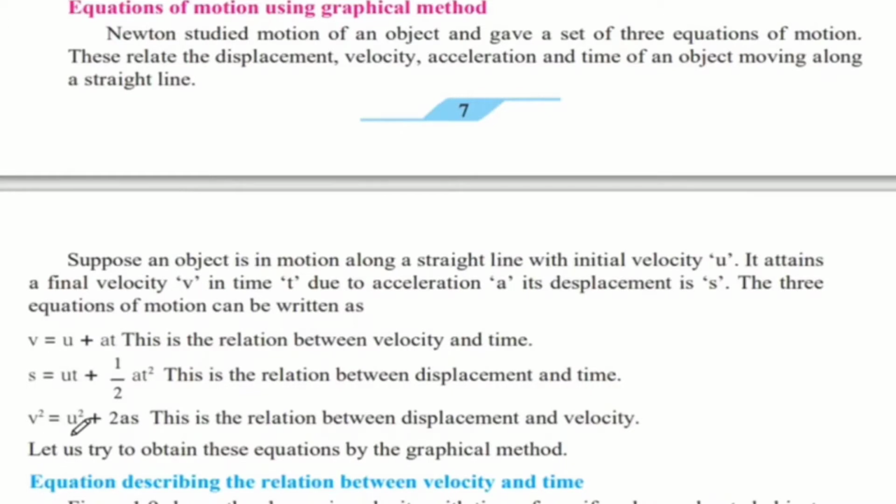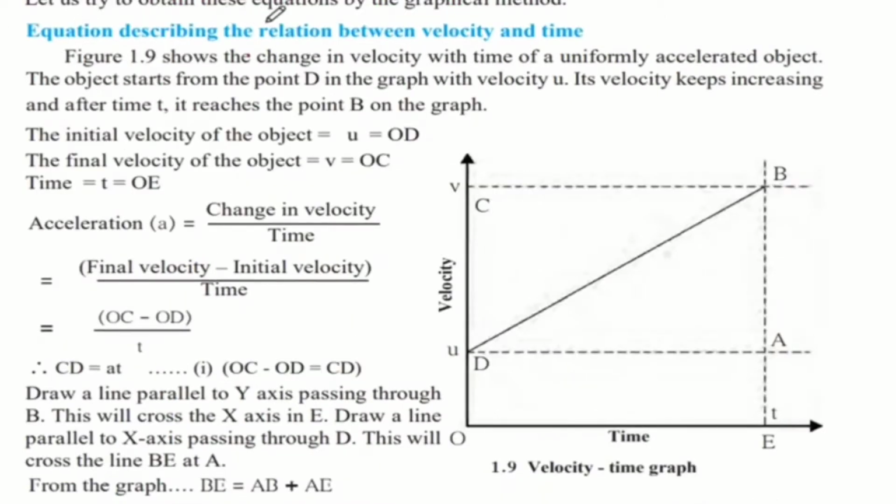v square is equal to u square plus 2as. This is the relation between displacement and velocity. Since s is the displacement and v is the velocity, this equation tells us the relation between velocity and displacement. Now we will see how each of these equations was derived. Let us try to obtain these equations by the graphical method.